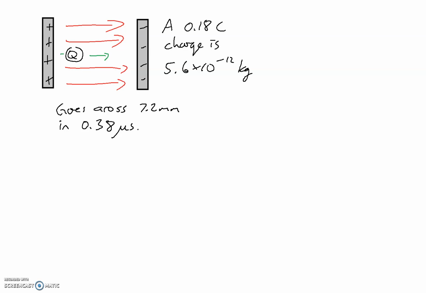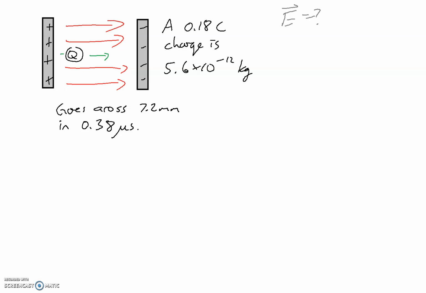Okay, so let's do some practice with our electric field stuff that we've been looking at. And here we have a 0.18 Coulomb charge, which is 5.6 times 10 to the negative 12 kilograms, in between two plates, 7.2 millimeters apart. And it goes across in 0.38 microseconds. Let's see if we can find out what is the strength of the electric field.